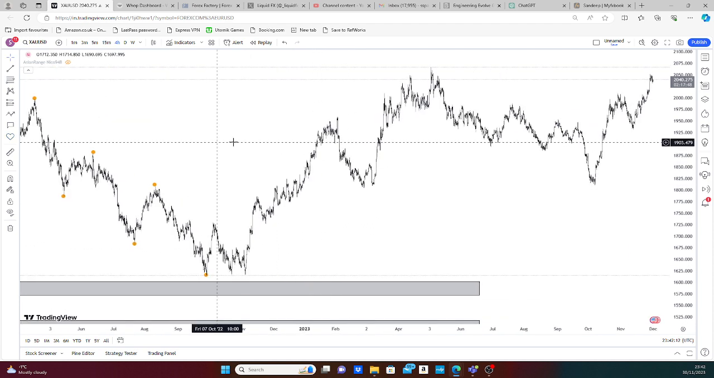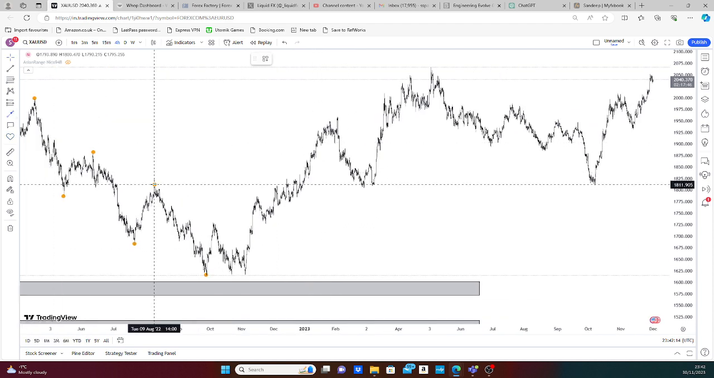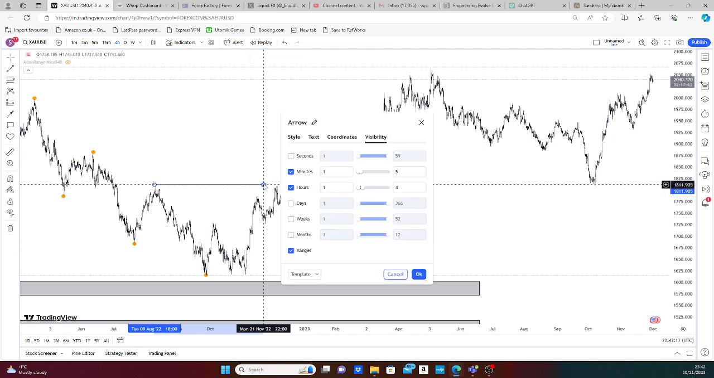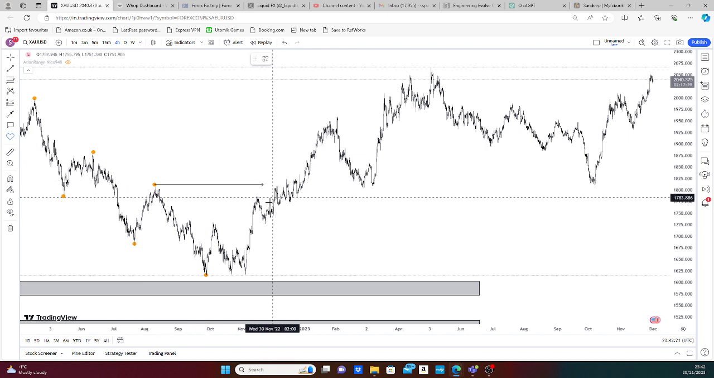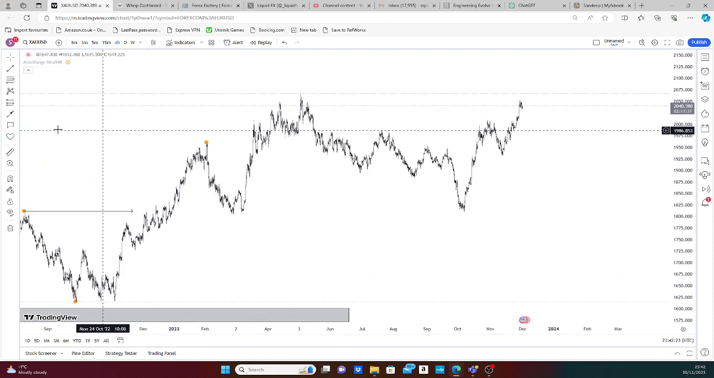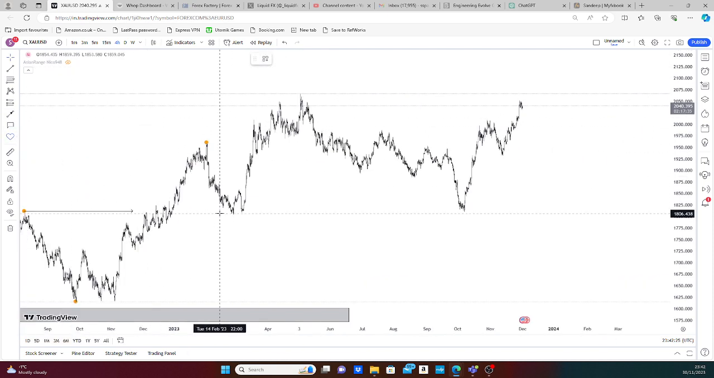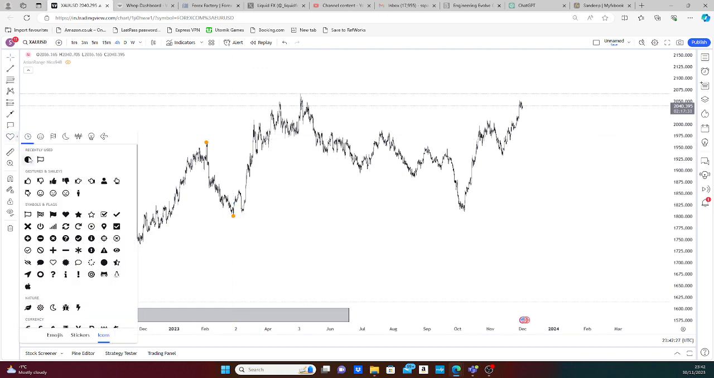Now what do we see? We see a shift in the 4-hour structure in line with the daily intentions to sweep the external range liquidity as we discussed. We see a breaker structure over here. And now what do we see? We see price make a high. We see price make a low. And now we see price make another high.